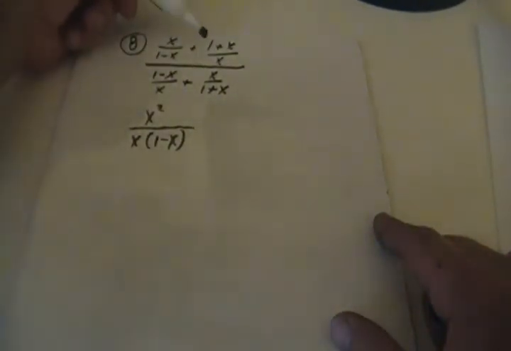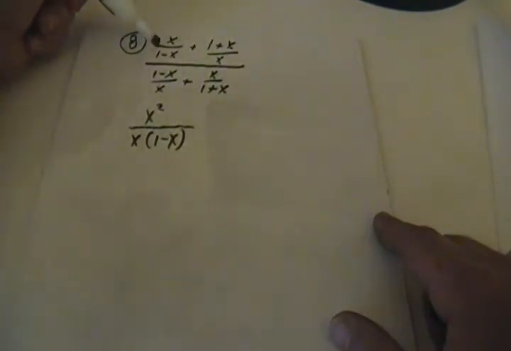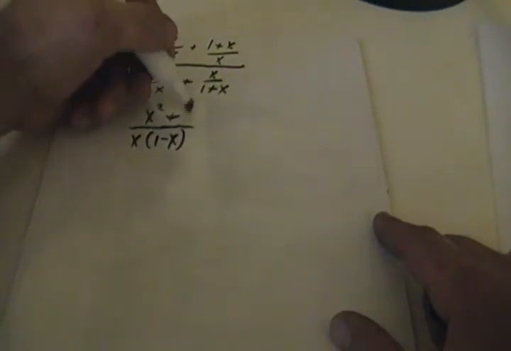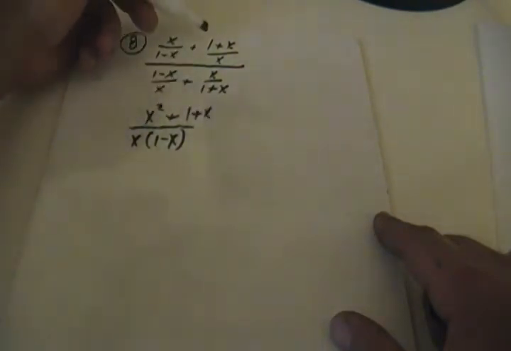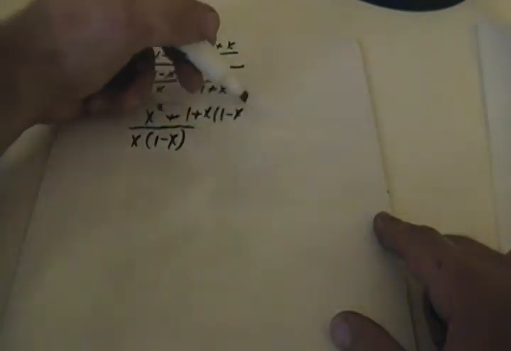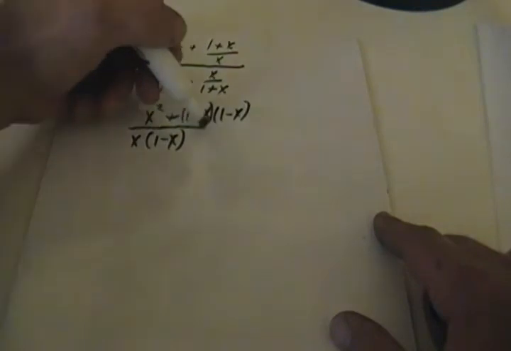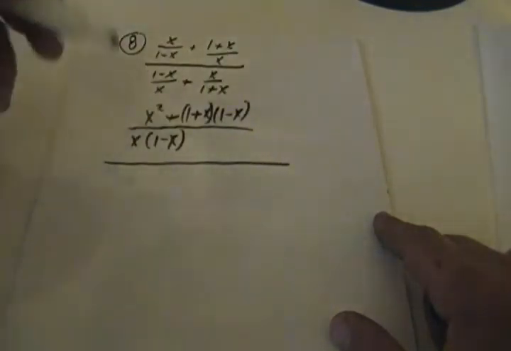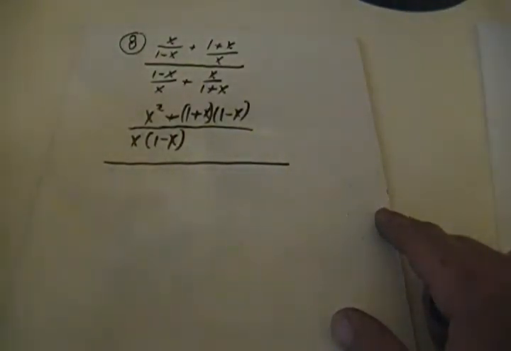Now what about the right side? Its partner's denominator is 1 minus x. So what we're going to do is multiply 1 plus x, which is what we started with, times 1 minus x. Okay, so that takes care of that side, and we'll clean it up. It's going to clean up pretty nicely, I think.